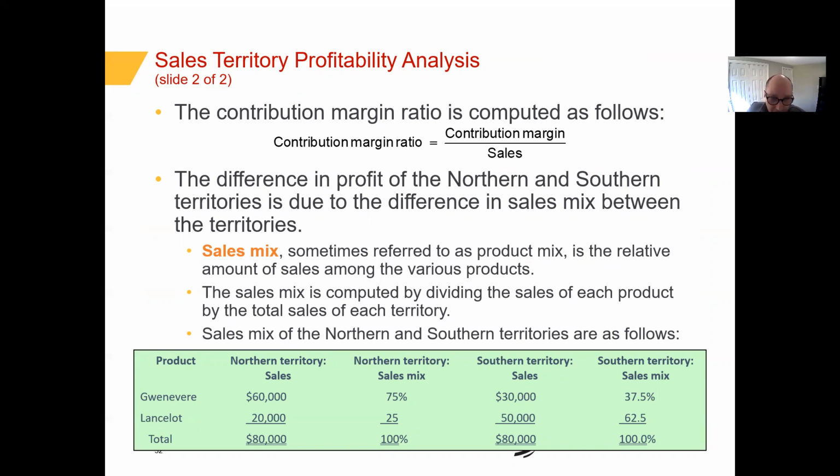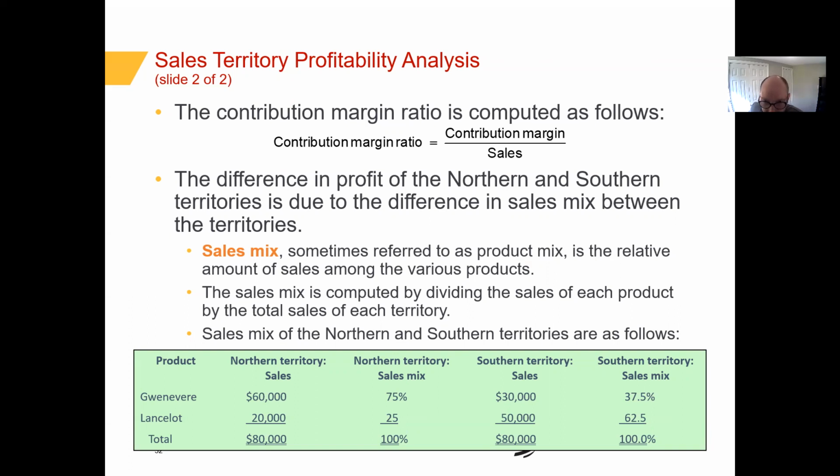So finding the contribution margin ratio: contribution margin divided by sales. We can also identify the respective sales territory mix. Sales mix, that's a marketing term, business term. It refers to product mix, sales mix, and also refers to marketing mix. It means a couple of different things, but as accountants, we're typically concerned about the concept of sales mix as it refers to the contribution margin ratio for each product within each territory.